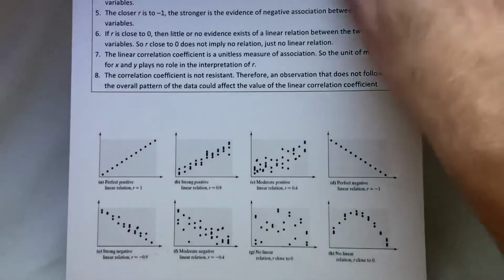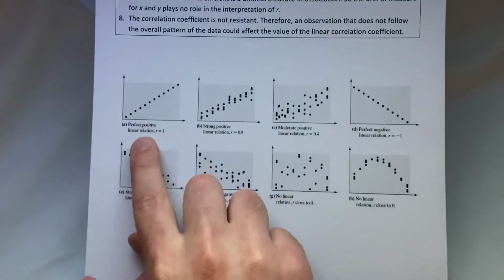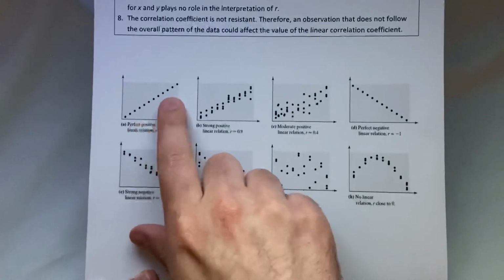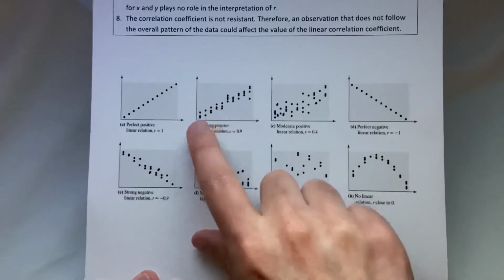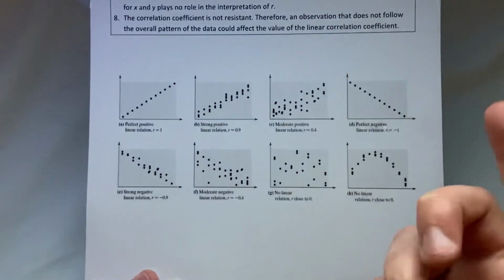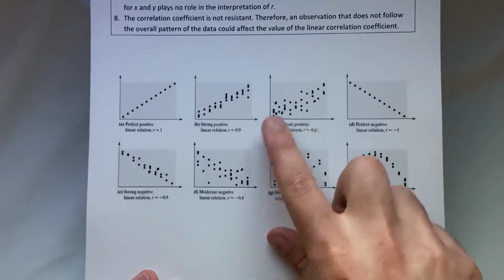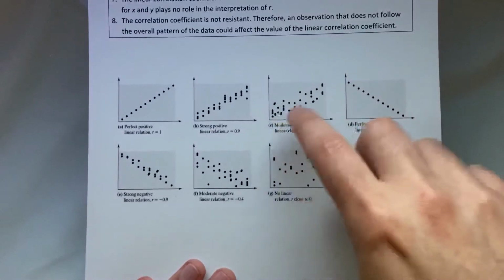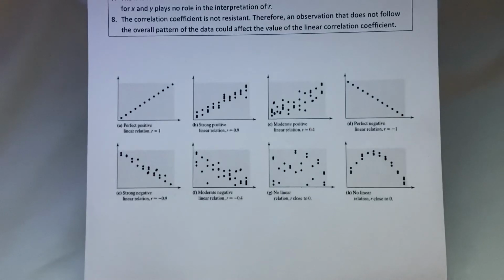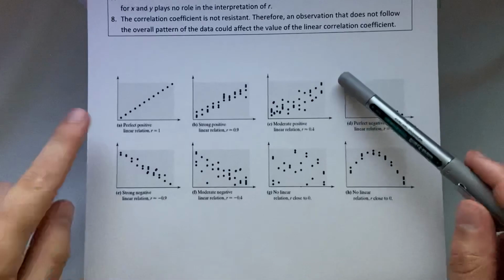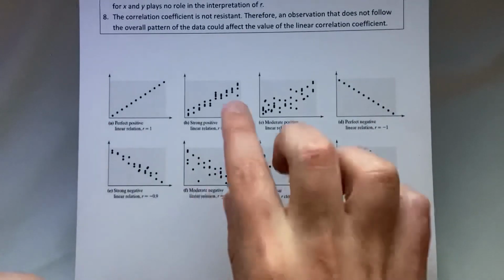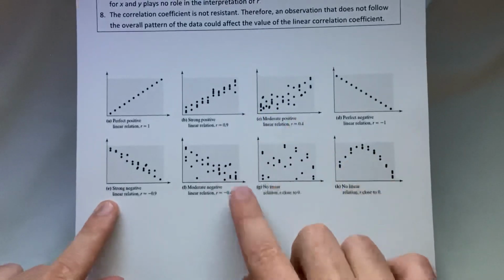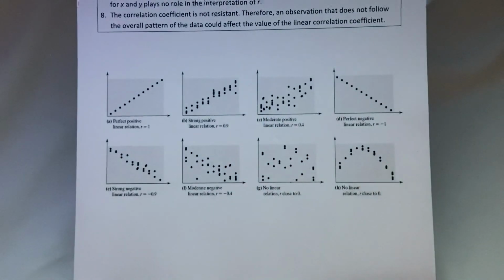So this is the visual representation of a perfect positive linear relationship. Everything's in a line. Strong positive, so this is at R equals 0.9, which is close to 1. There's a little bit of scatter, but it's mostly increasing. A moderate positive linear relationship, so you can see the dots are a little more all over the place, but generally it still goes up from left to right. Perfect negative, it's the same as positive, only it's going down. Strong negative, -0.9, similar to B, but it's going down. F is similar to C, a moderate negative relationship.